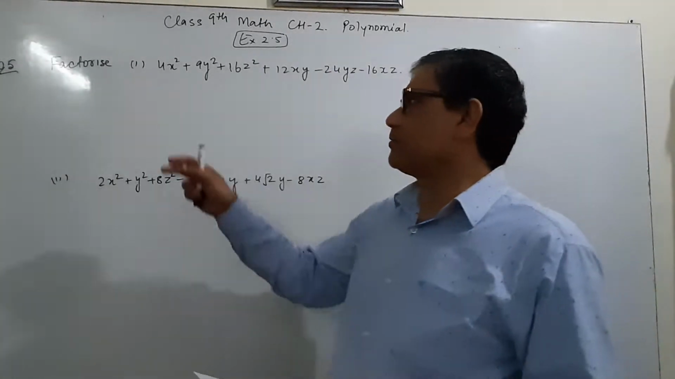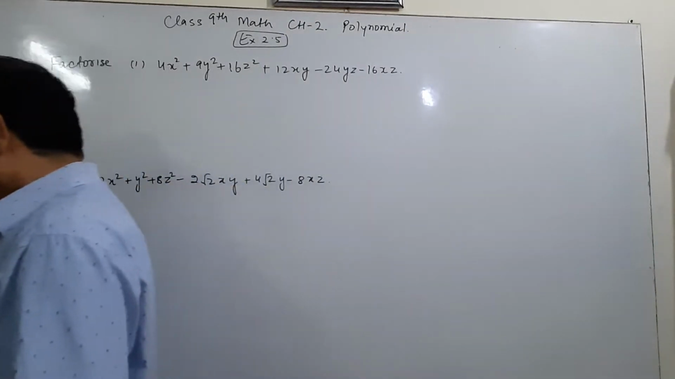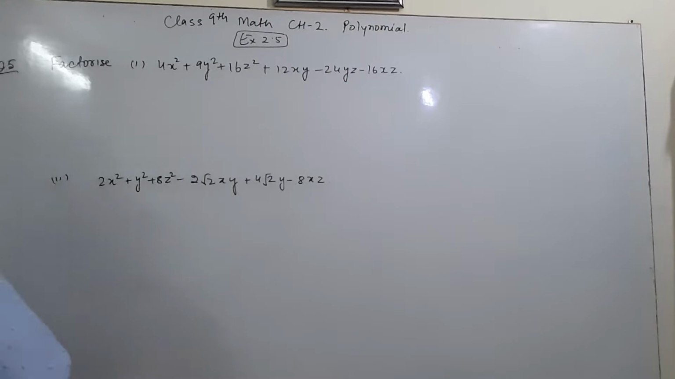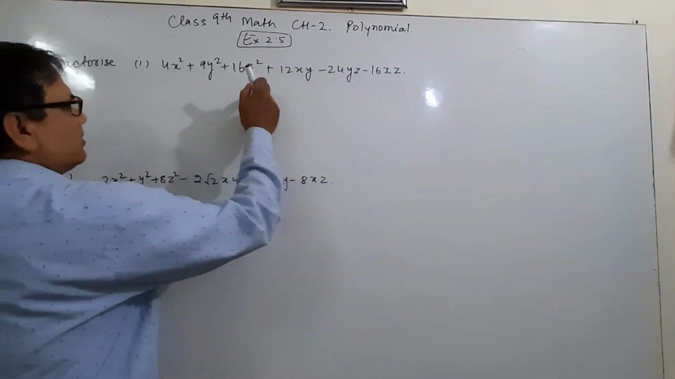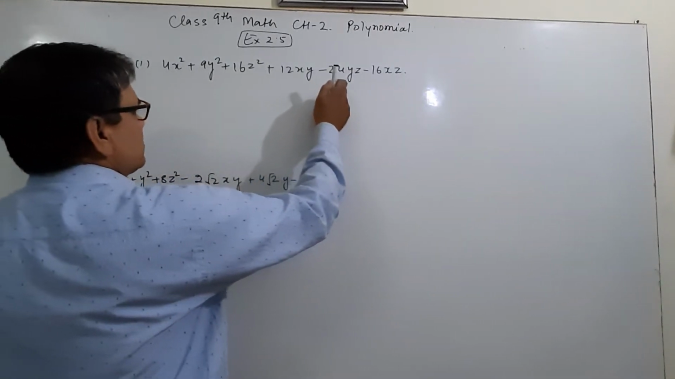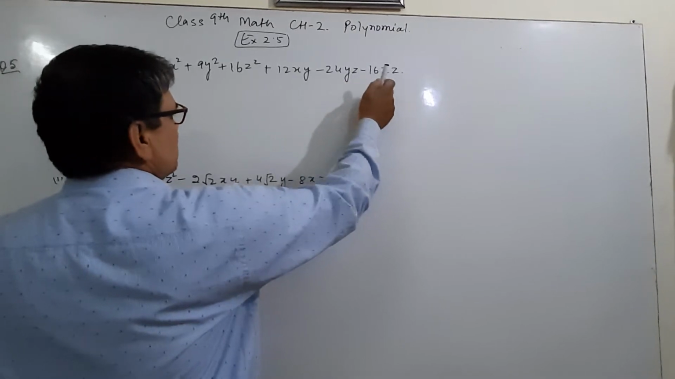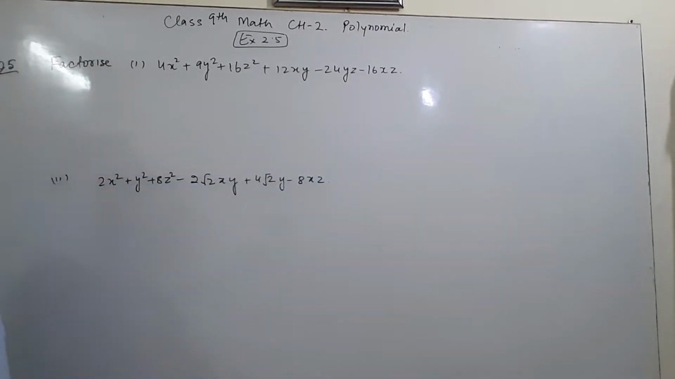Question number 5. This is 4x square plus 9y square plus 16z square plus 12xy minus 24yz minus 16xz. Please check this question carefully.